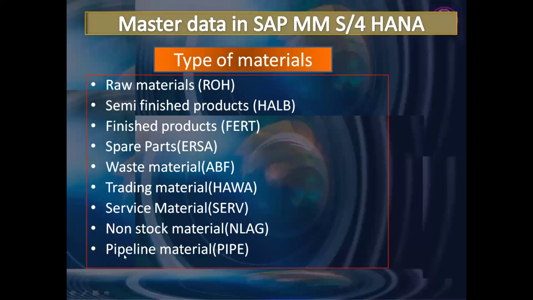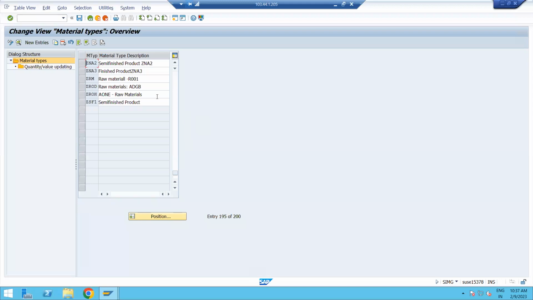So you can see all the types of materials. I have just created the raw material type. In the same way you have to create all the types of materials. So I'm showing you one more material type, and the rest of the types you can create on your own in the same way. So first you have to remember your standard code, then go back to SAP.